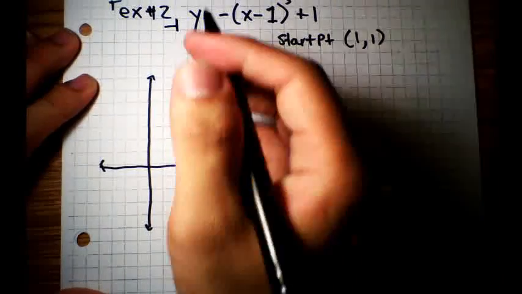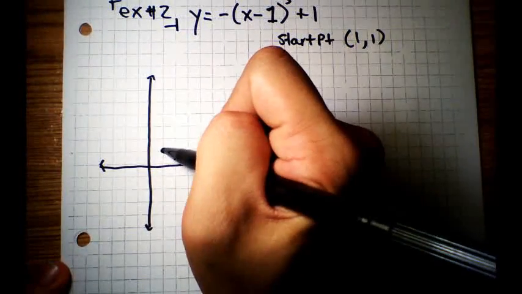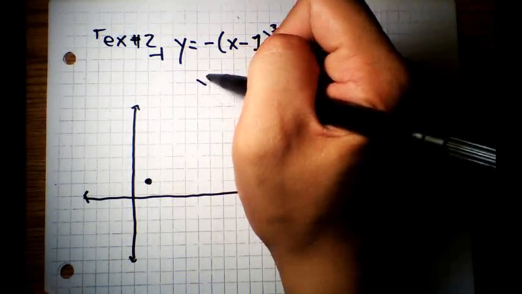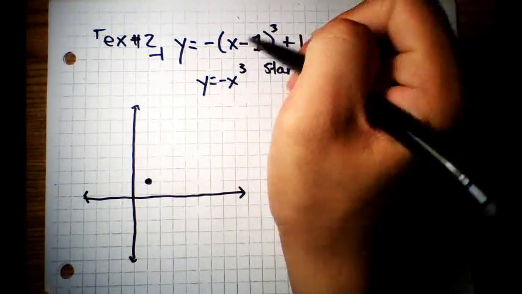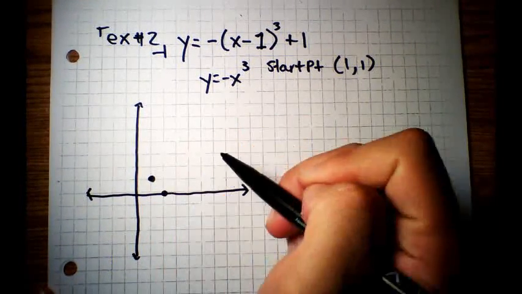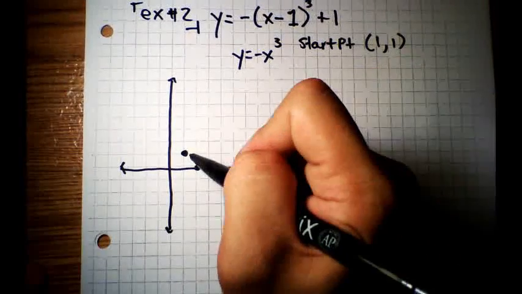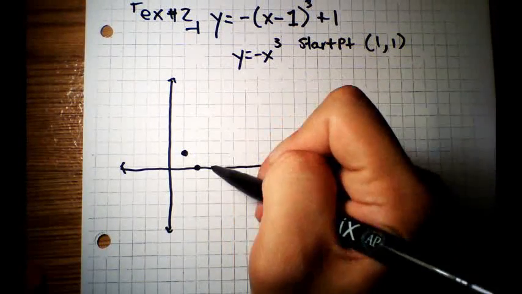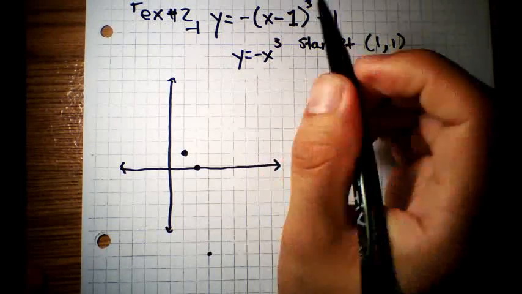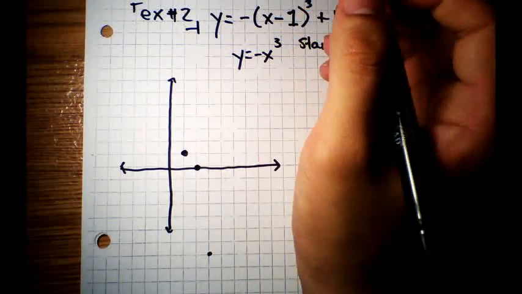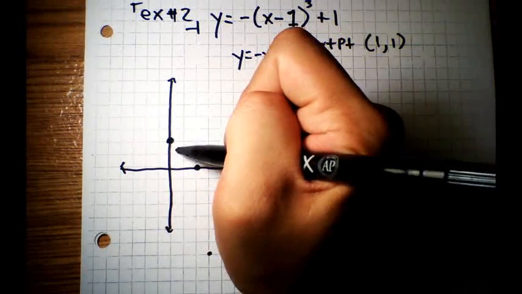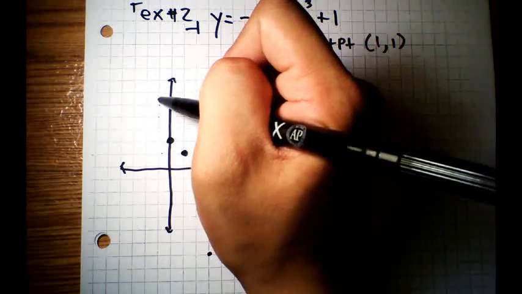Okay, let's start at (1, 1) right over here. The parent graph that we are going to mimic is y is equal to negative x cubed, and for that pattern we're going to go 1 to the right, 1 down, and then after that we're going to go 2 to the right and 8 down. So 1, 2, 1, 2, 3, 4, 5, 6, 7, 8, and then that means that we're going to go the opposite way. We're going to go 1 to the left, 1 up, and then 2 to the left, 8 up: 1, 2, 1, 2, 3, 4, 5, 6, 7, 8.